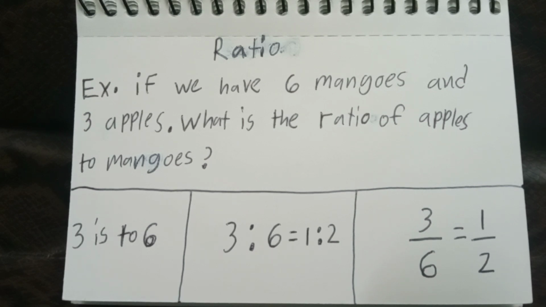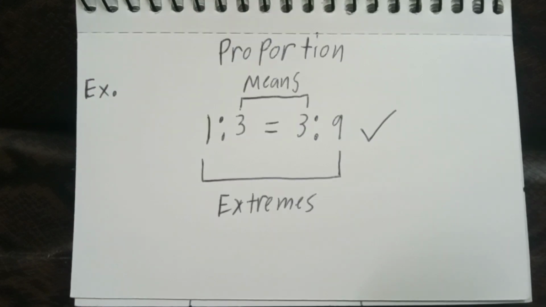But will that be our final answer? No. Why? Because 3 colon 6 and 3 over 6 can be simplified. They are both divisible by 3. So 3 divided by 3 is 1 and 6 divided by 3 is 2. So that will give us 1 colon 2, and for the fractional form it will give us 1 over 2, which is 1 half. So now let's proceed to proportion.